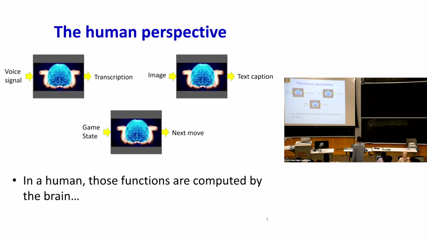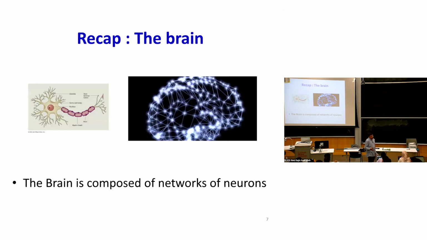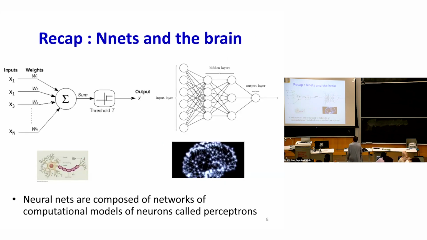We found that in the human organism, these functions are computed by the human brain. And so artificial neural networks kind of mimic the structure of the human brain. We know that the human brain is composed of a network of very simple computational units, where each computational unit is just the neuron that's shown to the left over here. And so we begin with a model of the neuron itself. And the actual artificial neural network is a network of these neurons.